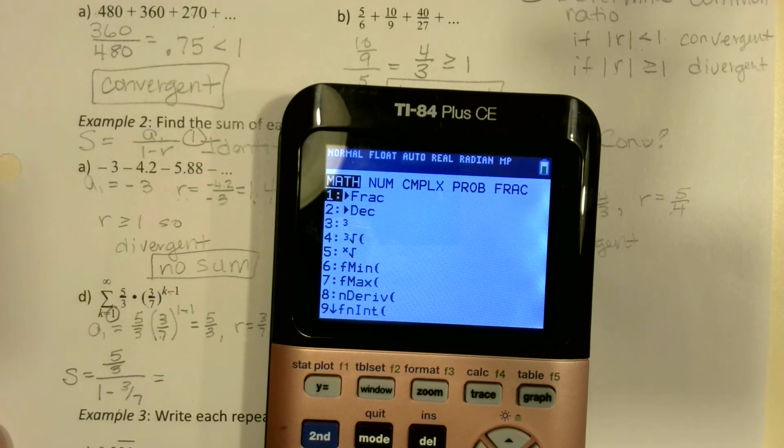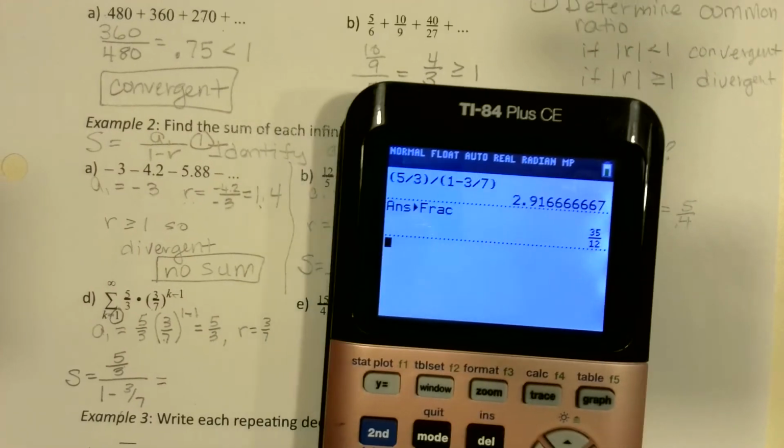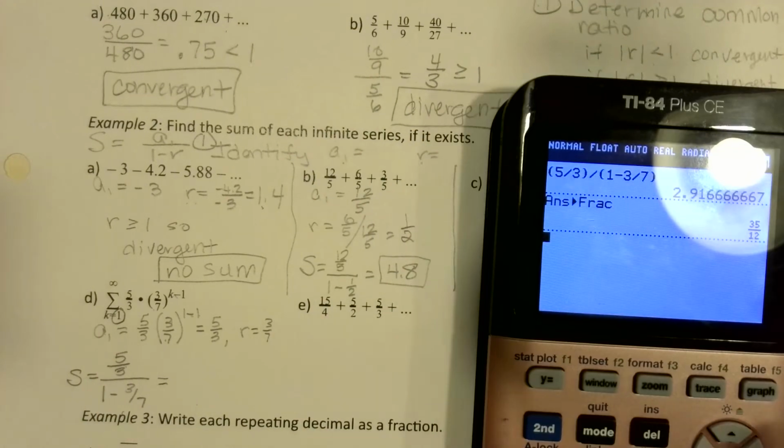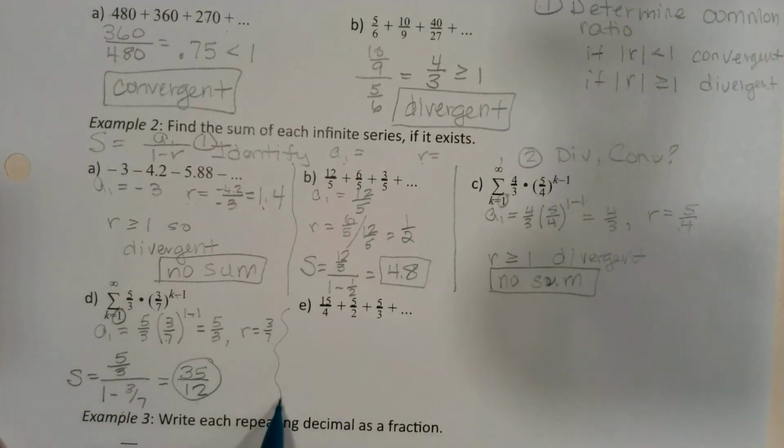Alright, if it's a nice number like the one we got before, 4.8, awesome. It's a terminating decimal, write it down. If it's not a terminating decimal, turn it into a fraction. So 35/12 will be my answer here. 35 over 12. That's my sum.